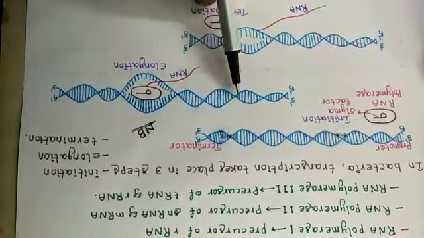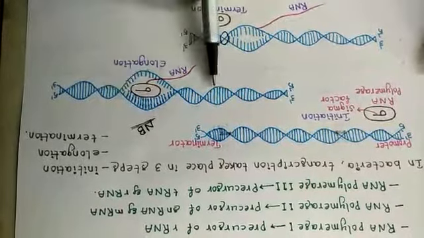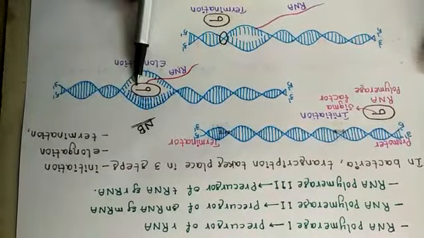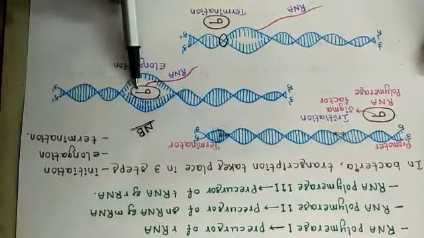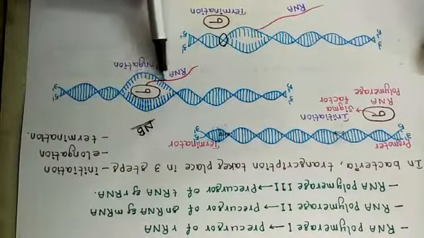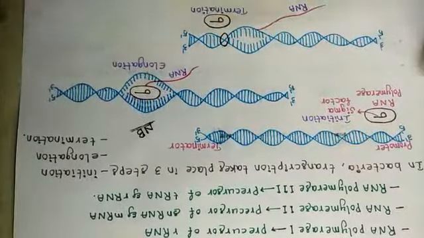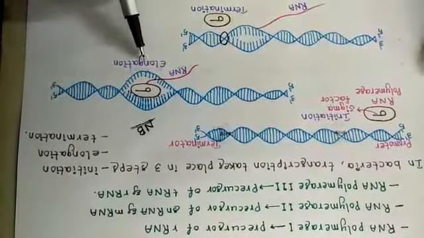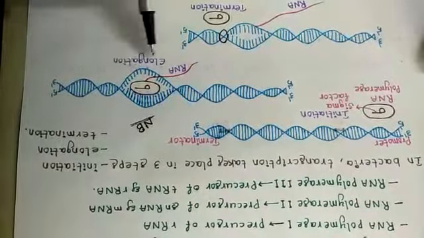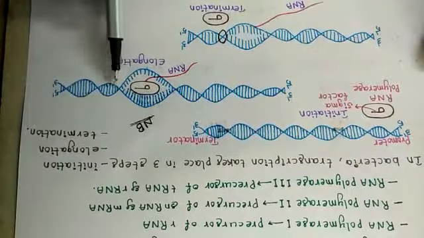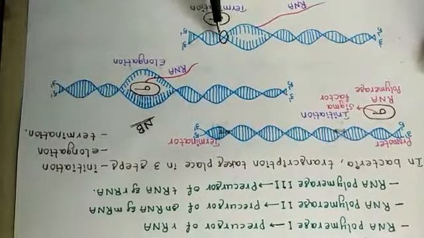So this double helical structure will not be hampered. This double helical structure will not be disturbed by this RNA polymerase. Why? Because this RNA polymerase is acting temporarily to make the synthesis of mRNA. Then after, what will happen is this elongation completes. It completes when this RNA polymerase reaches the site of the terminator.